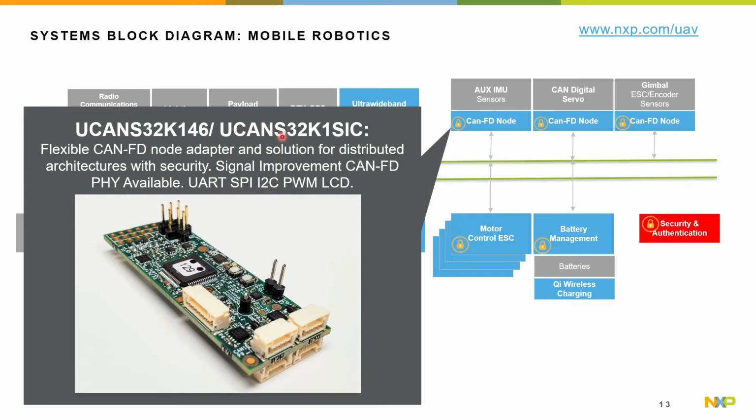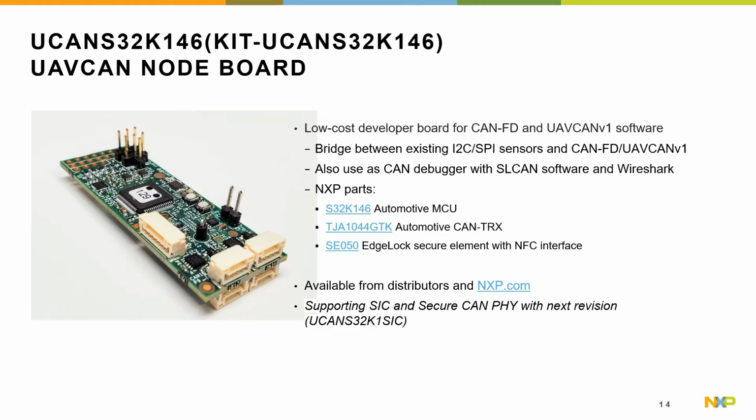We have a new version that's about to launch called S32K1 SIC. SIC stands for Signal Improvement CAN PHY. We wanted to show the benefits of this new PHY, which has active ringing cancellation, and it works very well for a robotics application where you may have short stub lengths. It could allow things like a star topology within a CAN bus, which is not normally what you would see.